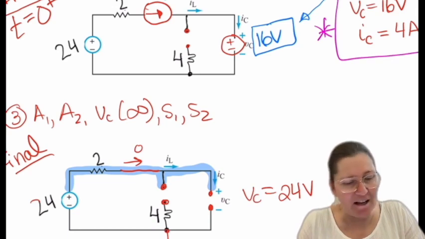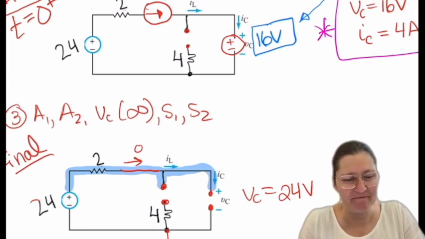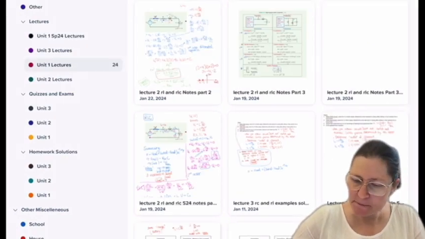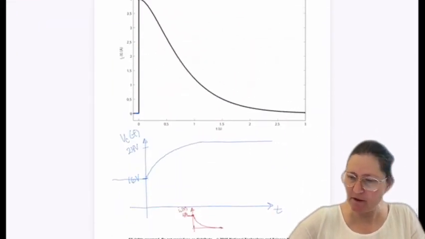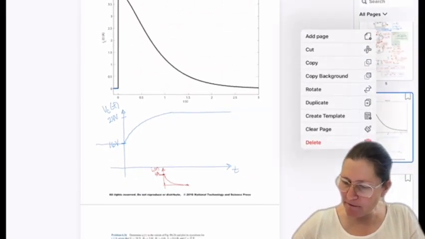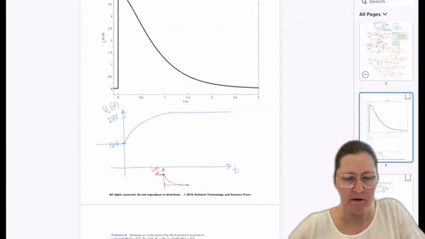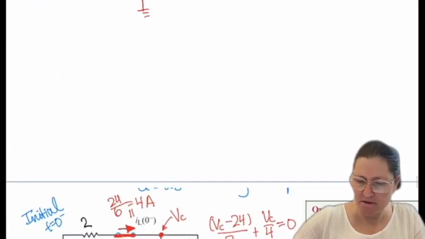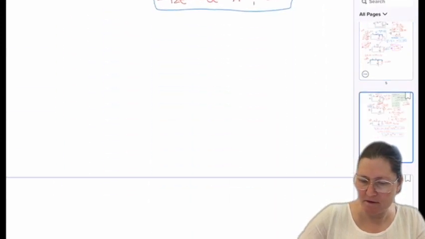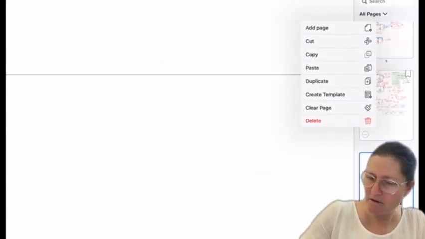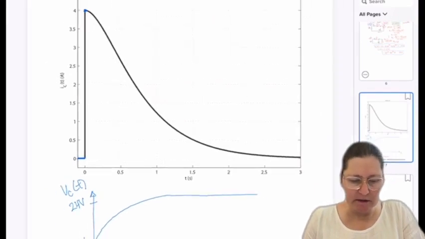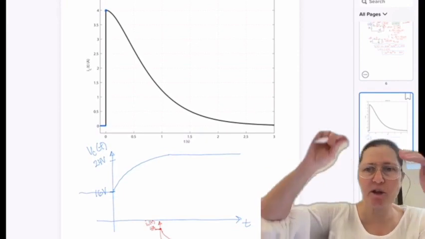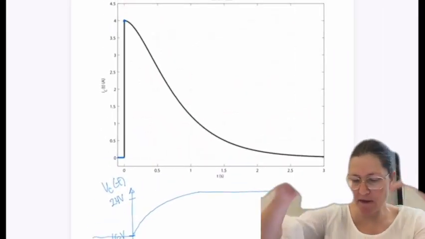Does that help? Okay. So the final, find the graph of this. So this is what the final graph looks like. -14. Yeah, but you didn't divide it by S1 minus S2. Paste. All right, so the current IC goes up to 4, and then it discharges down to 0.